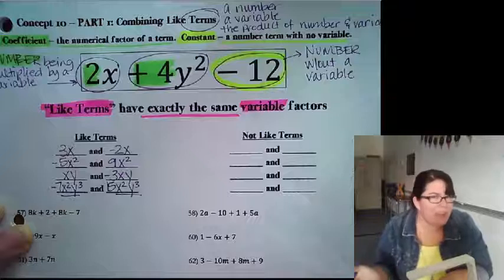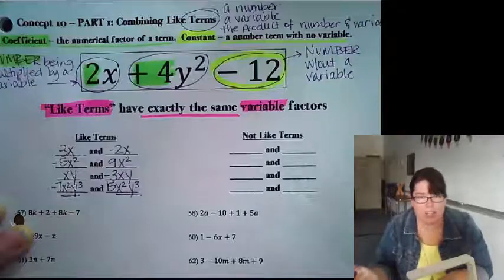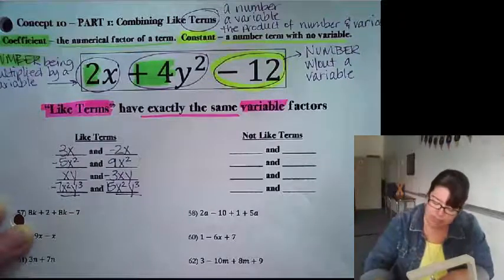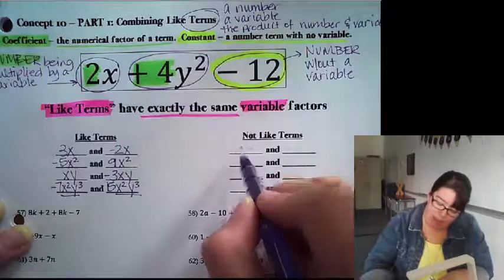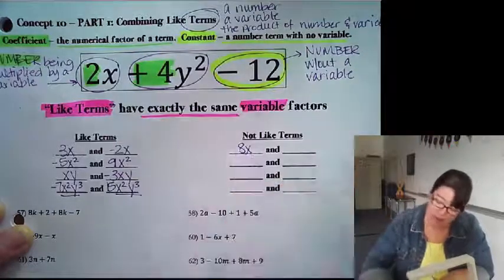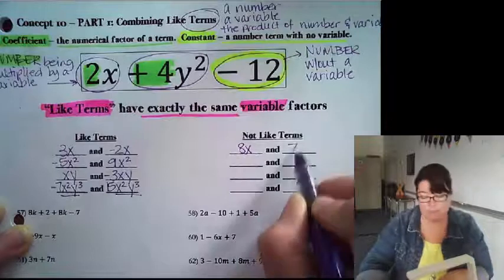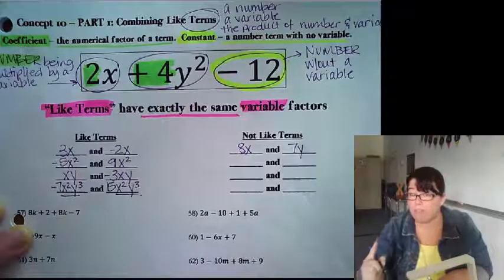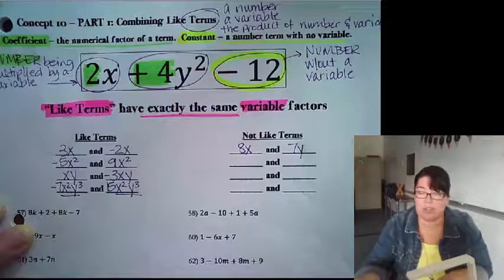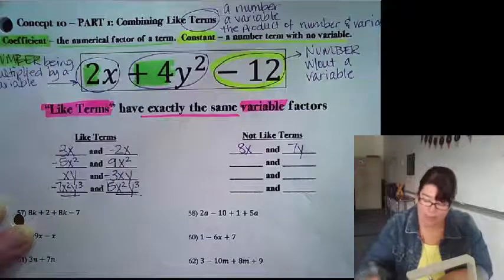So then what would make a term not be like terms with something else? Let's take a look. For example, if you have 8x and 7y. Okay, these both have one variable, but they don't match, so they're not the same. We wouldn't group them together.